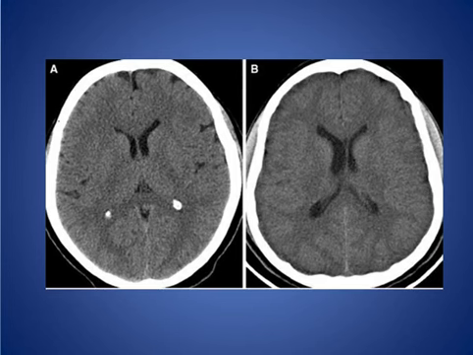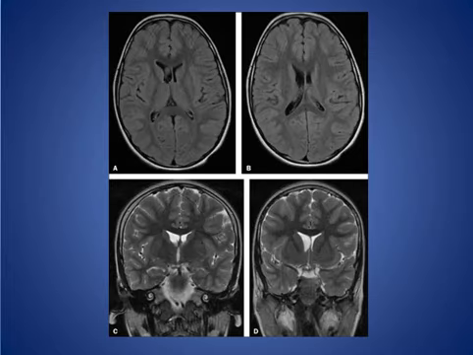Here we see a CT scan of a patient. We have asymmetry of the lateral ventricles, and we see the left side is smaller than the right side. Here in another patient the right side is smaller than the left side. Here is another patient with asymmetry of the lateral ventricles: the left lateral ventricle, anterior horn and body, are smaller than the right one.